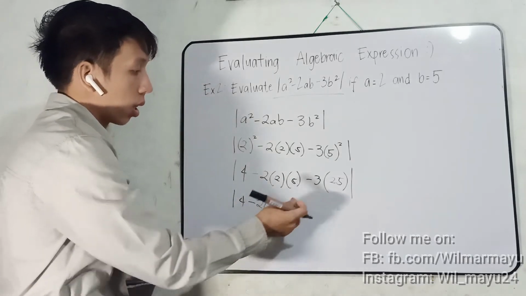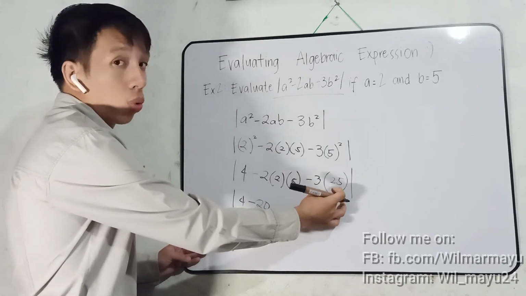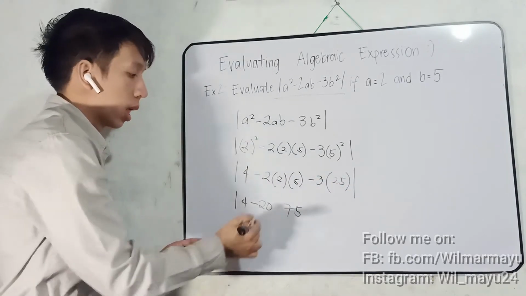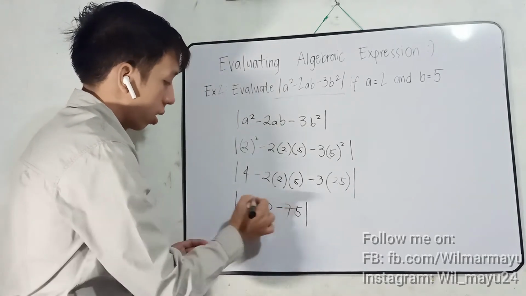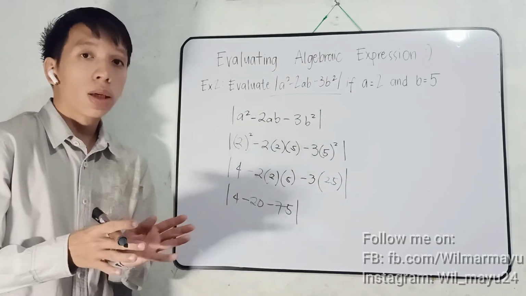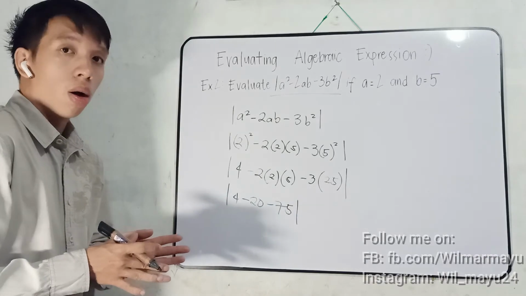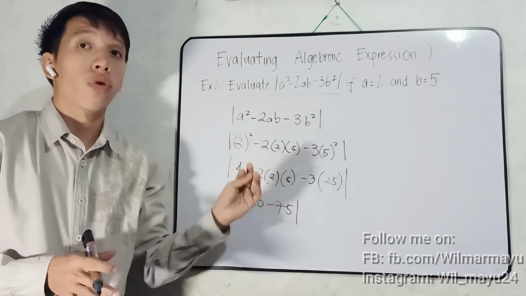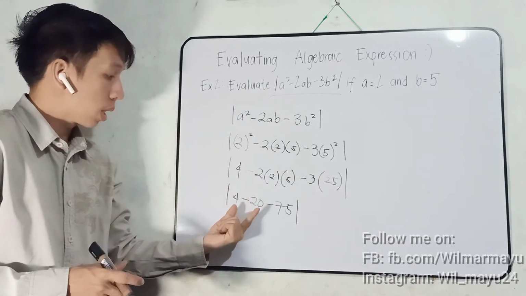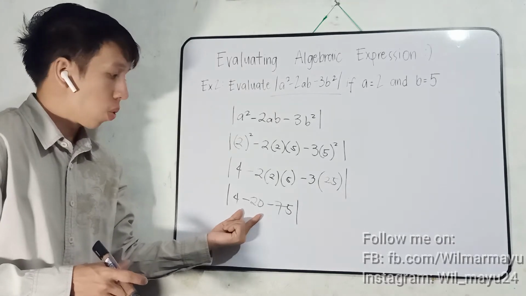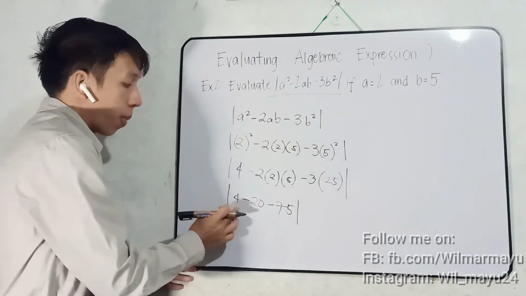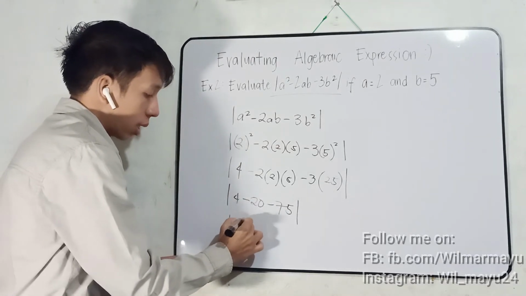Okay? Then, negative 3 times 25 is 75. Then, negative times positive is negative. Then, absolute value. Now, ang next natin gagawin is to add or subtract from left to right. So, mapapansin natin yung nasa left side ay subtraction. So, we're going to subtract first. So, 20 minus 4 is equivalent to 16.